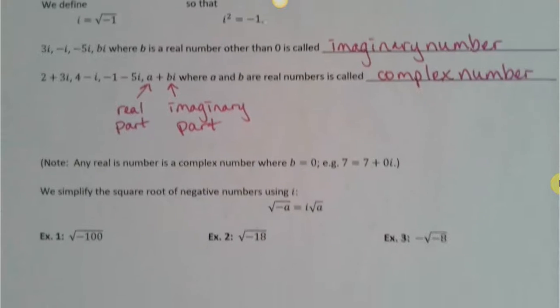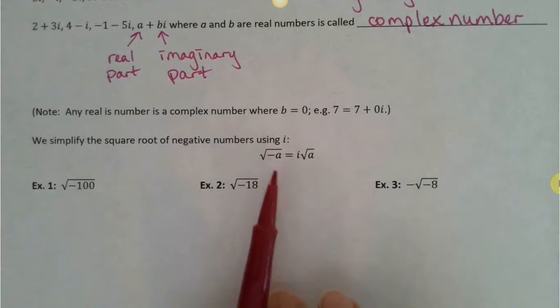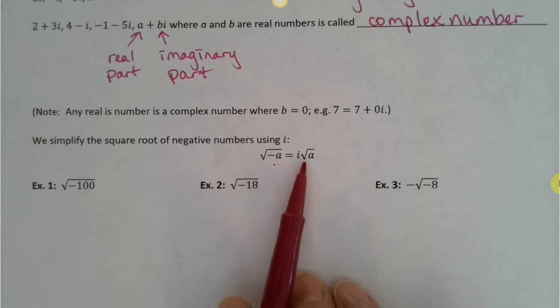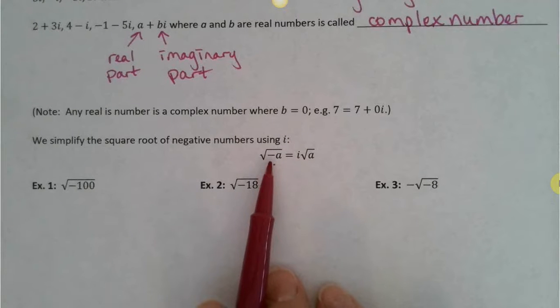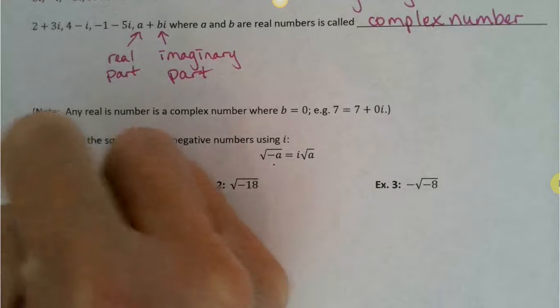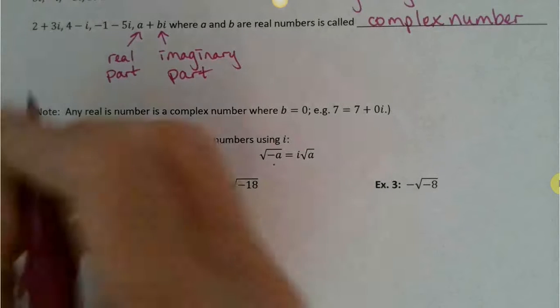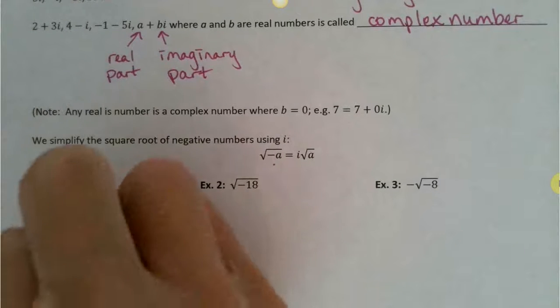And the whole purpose of these imaginary numbers is to allow us to simplify square roots of negative numbers. So the square root of -a becomes i times the square root of a. We use the imaginary number i to take care of that negative underneath the square root. So like the square root of -100, we previously said this was not real. But now we can simplify this as i times the square root of 100, and then the square root of 100 is 10, which gives us 10i.